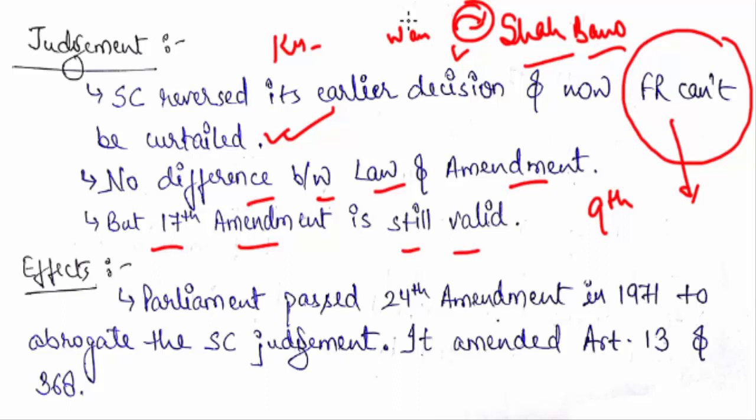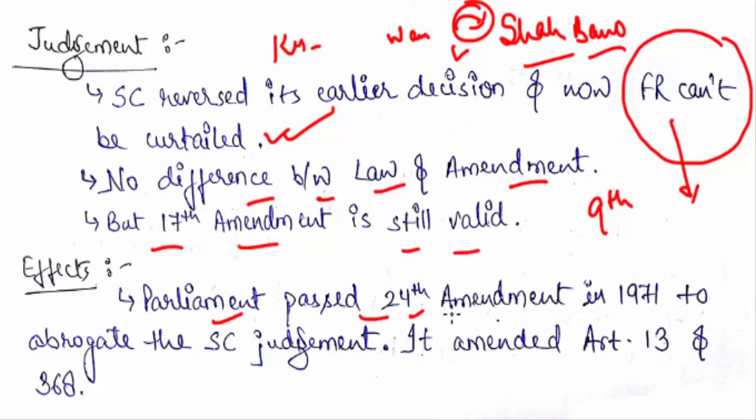In the previous case, the Shankari Prasad case, the judiciary gives the legislature the upper hand. It permits the legislature to do whatever it wants in the name of amendment. But in this case, the judiciary curtails the power given to the legislature. Right? What are the effects? Parliament passed again the very same feature, the tug of war between judiciary and legislature.